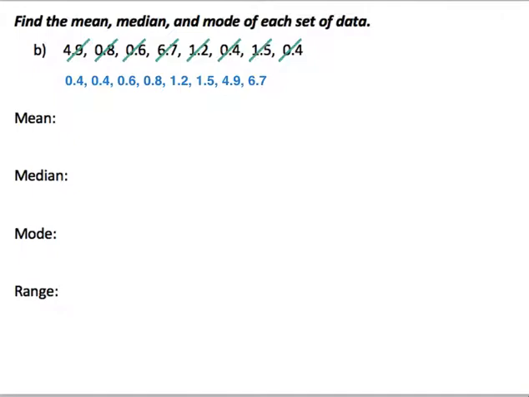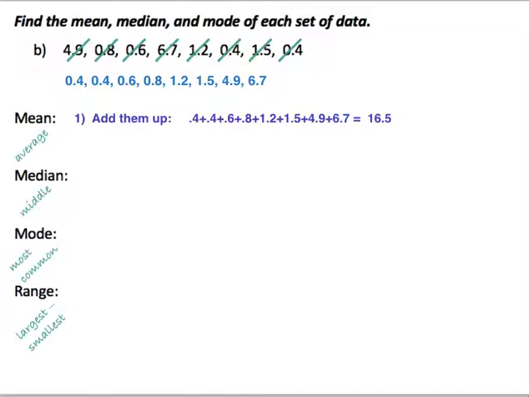Now I want you to pause here on the video and see if you could calculate the mean yourself. Take your calculator, add up all those numbers, and then divide by the number of things you added up. When you add up all the numbers, you should get 16.5.